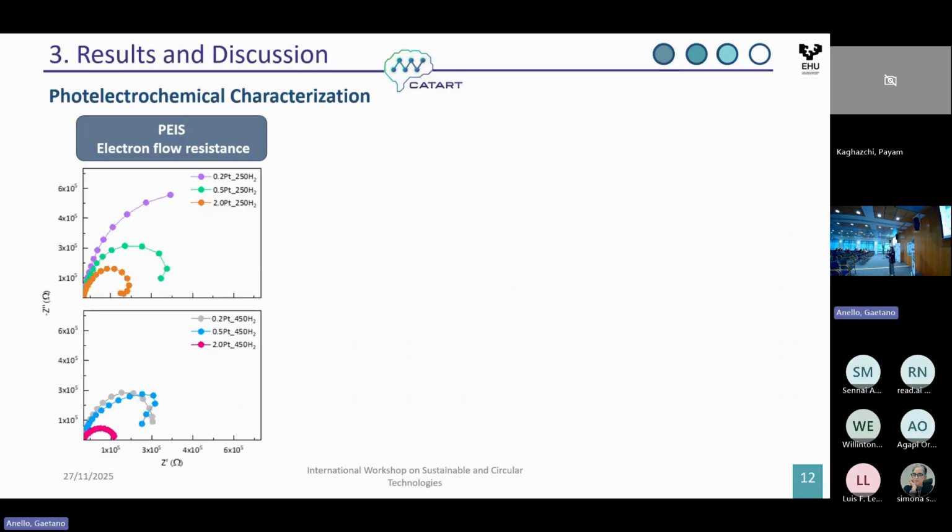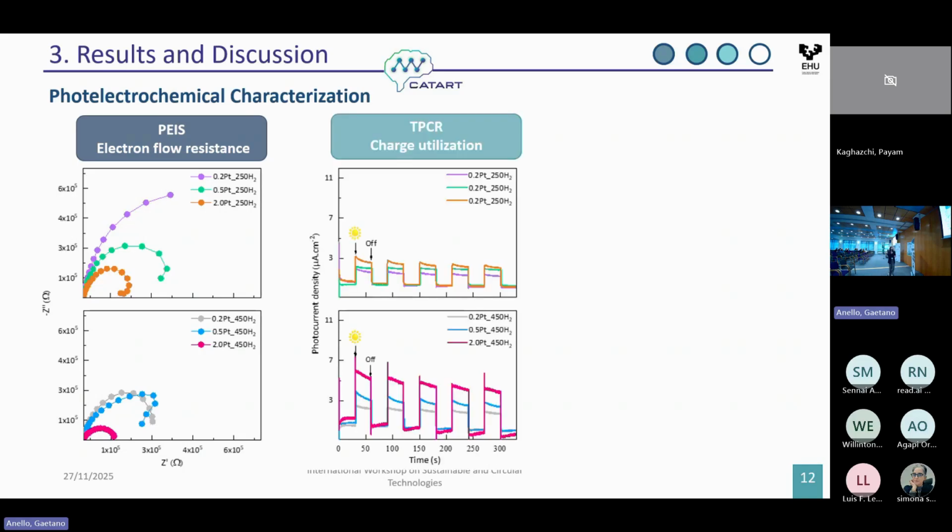In this kind of technique, what we know is that when the radius of the arc is smaller, the electron flow is best. So in this case, the samples that are at the bottom, which were the ones that were treated at higher temperature, showed the best electron flow because there was a lower resistance.